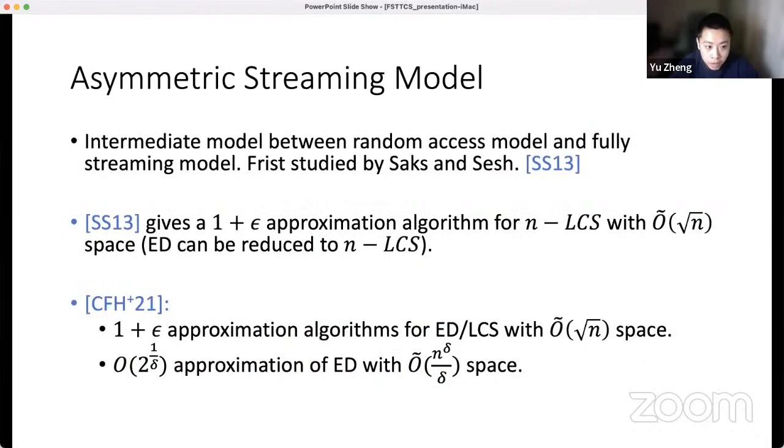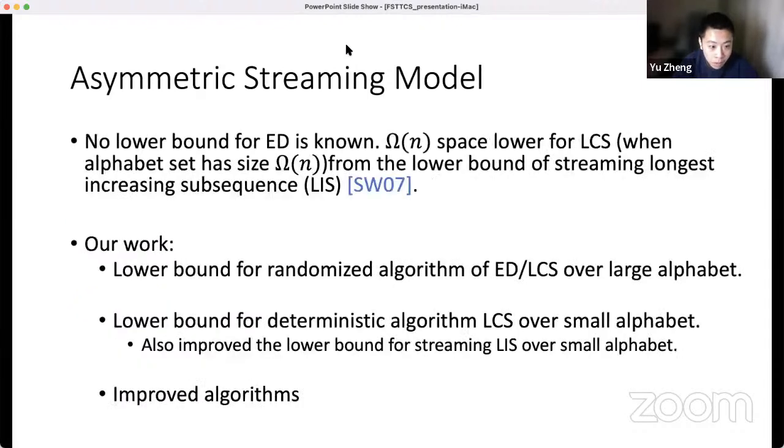Okay. So the asymmetric streaming model can be viewed as an intermediate model between the random access model and the standard streaming model. It was first studied by Saks and Seshadhri in a 2013 paper. In that paper, the authors give a 1 plus epsilon approximation algorithm for n minus LCS with roughly square root n space. And in a recent work, we show that there exists a 1 plus epsilon approximation algorithm for both edit distance and LCS in sublinear space. And also for edit distance, we can achieve constant approximation with roughly n to the 2 delta space for any small constant delta.